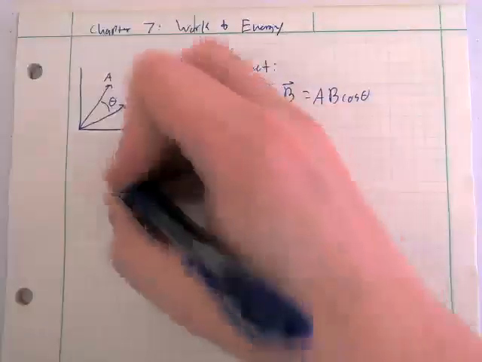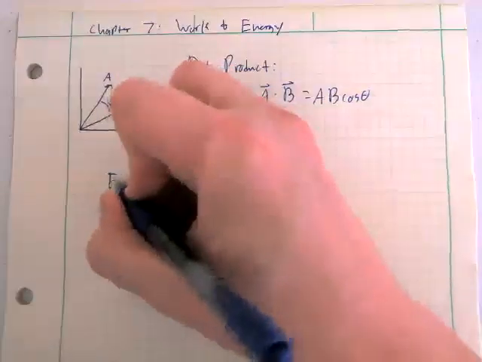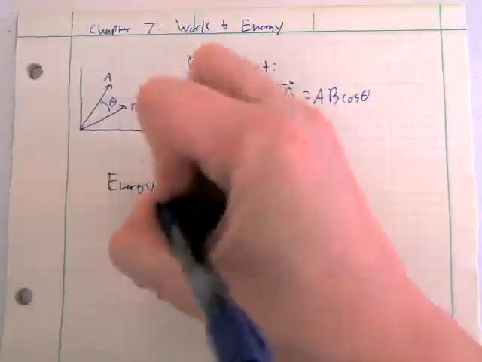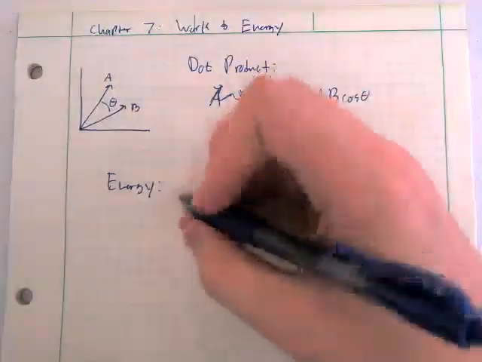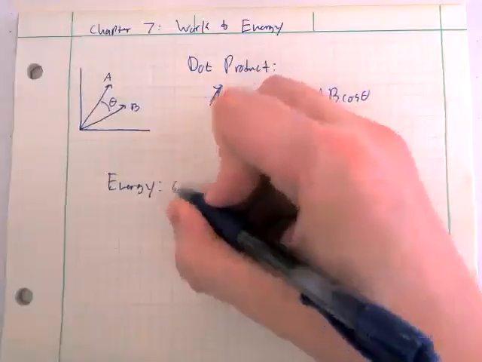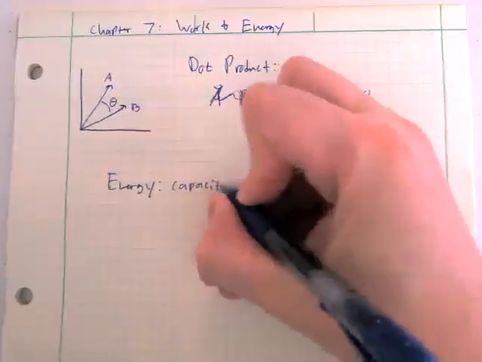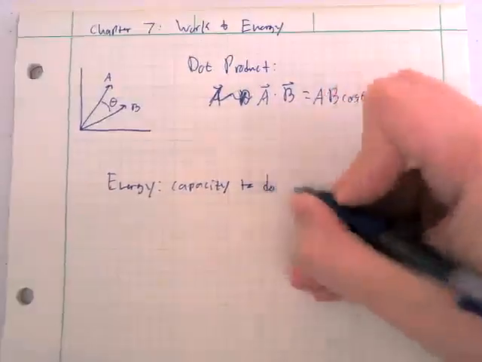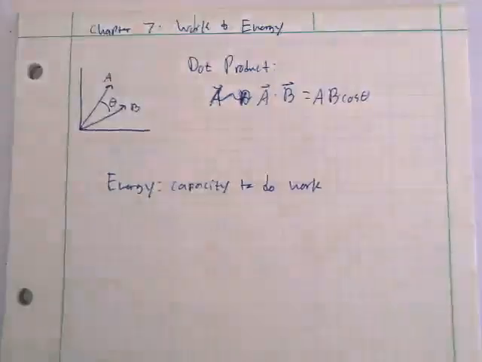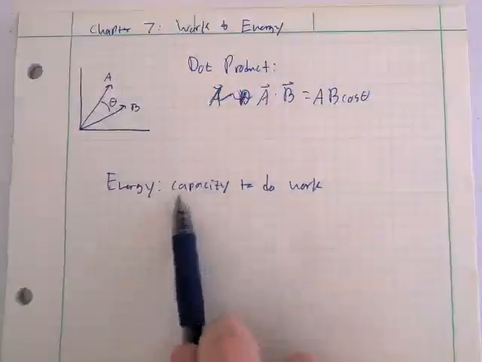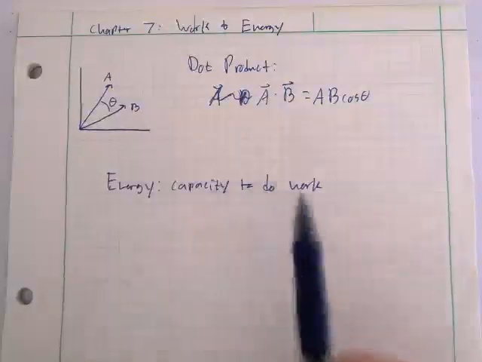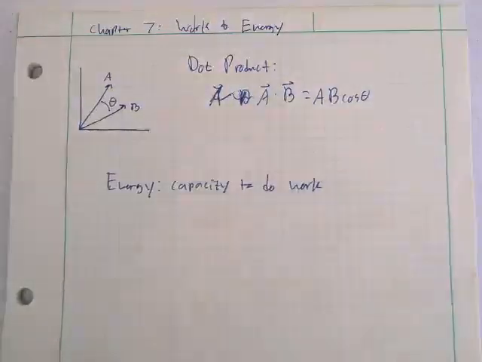So from a physics standpoint, this is what we're going to say about energy. When you have more energy, right? Energy is the capacity to do work, right? So that's what we're saying. Energy is the capacity to do work. So of course your next question would then be, well, what is work? I'll get to that here in a second as well.